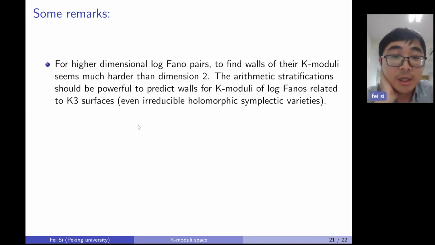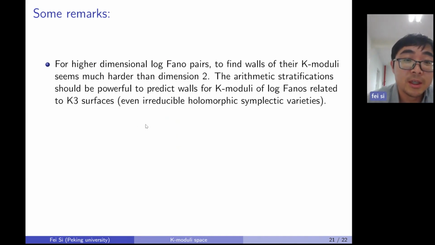Okay. Maybe I give some remarks in the remaining time. The first remark is that if you consider a similar problem for higher dimensional log Fano pairs, finding the walls of the K-moduli space seems much harder than in dimension 2. But the arithmetic stratifications might be useful to predict the walls for the K-moduli space, especially when the K-moduli space is related to K3 surfaces.